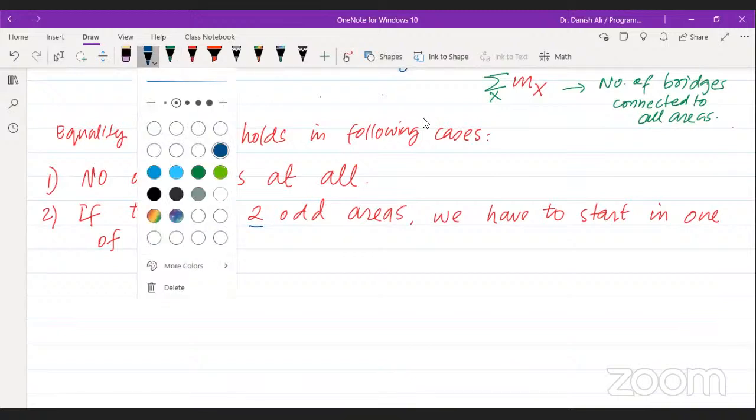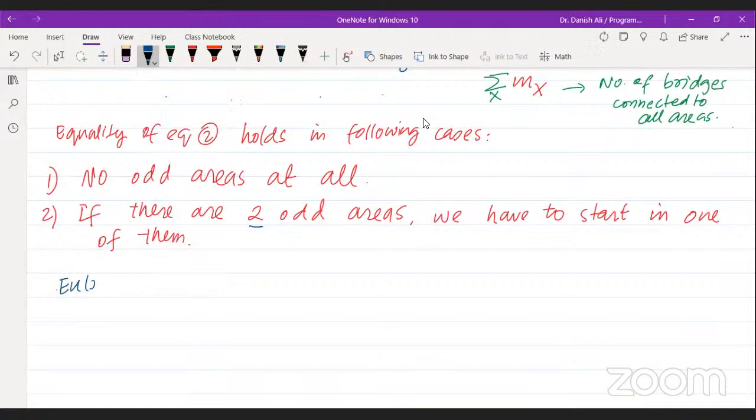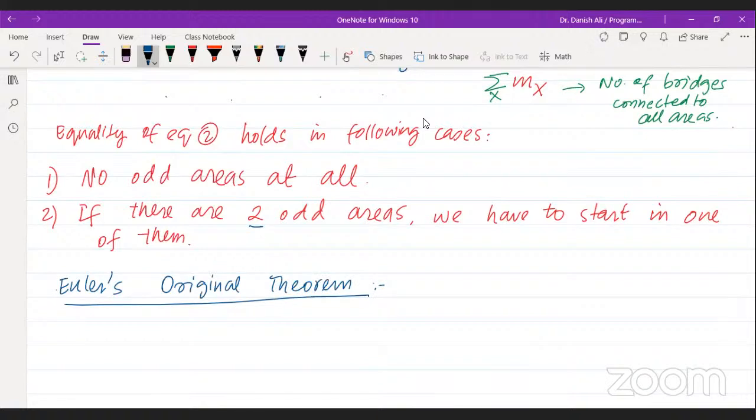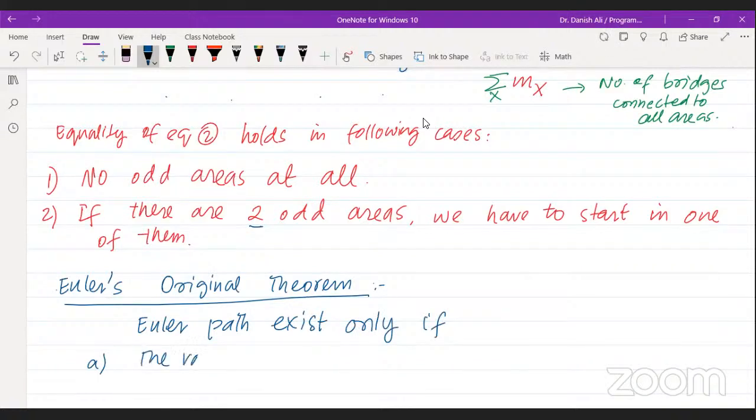So Euler's theorem is the original theorem, Euler's original theorem. I'm saying original because of what he proposed in his paper. There is one version of Euler's theorem in terms of graph theory, but this is what he proposes in his paper. He says that an Euler path exists only if A, the valence of all areas is even, meaning there is no odd area.